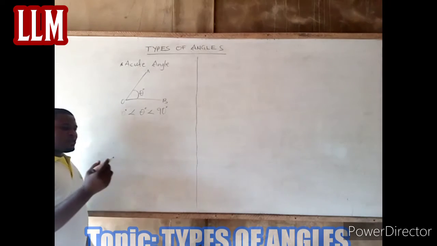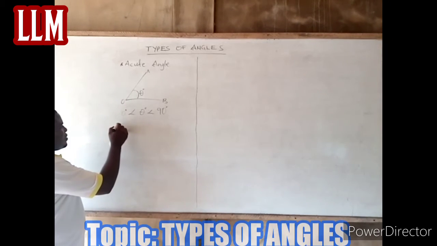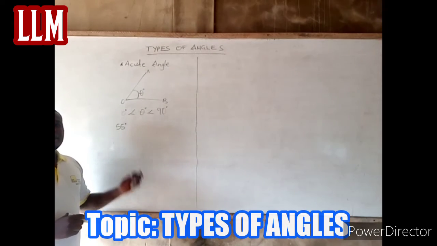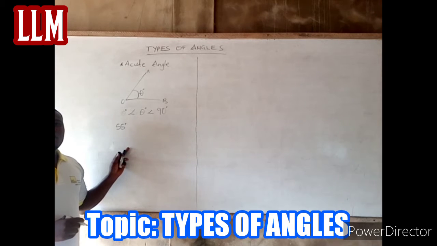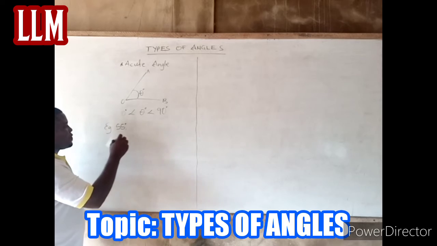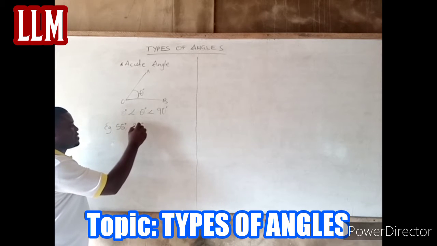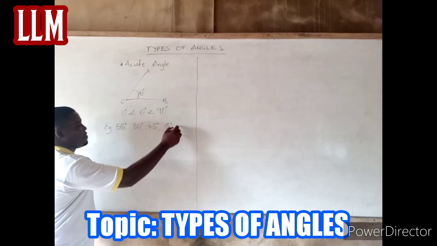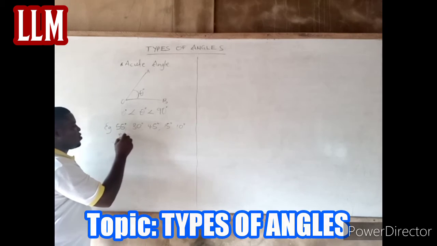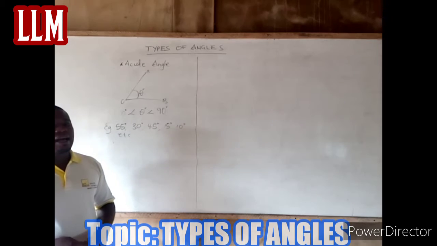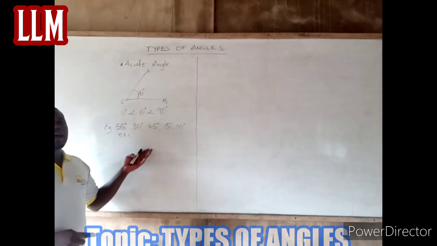Now, assuming you are given an angle with the value 55 degrees, this forms part of the examples of an acute angle. So examples of acute angles, we have 55, 30 degrees, 45 degrees, 15 degrees, 10 degrees, and so on and so forth. These are examples of acute angle.